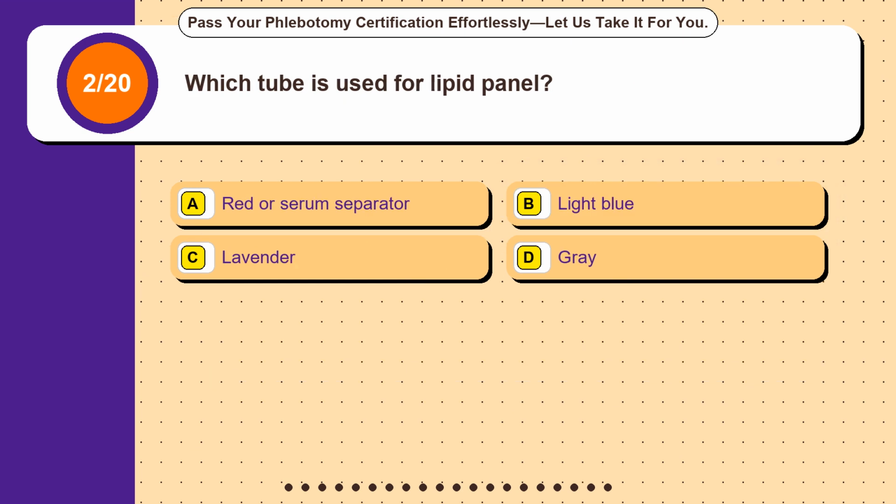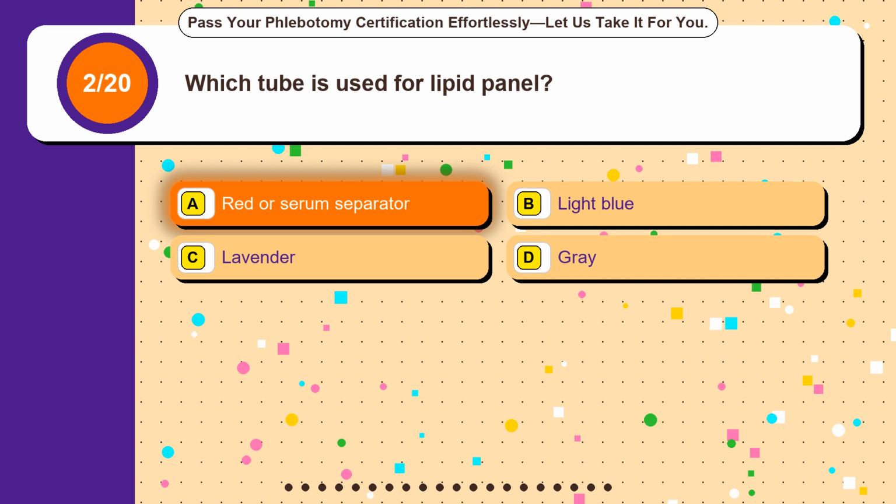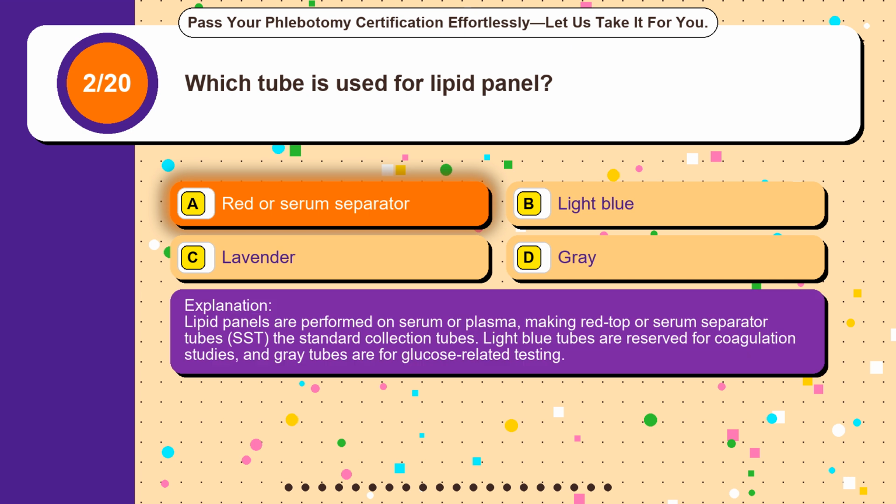Question 2. Which tube is used for lipid panel? Option A, red or serum separator, option B, light blue, option C, lavender, option D, gray. The correct answer is option A, red or serum separator. Lipid panels are performed on serum or plasma, making red top or serum separator tubes, SST, the standard collection tubes. Light blue tubes are reserved for coagulation studies, and gray tubes are for glucose-related testing.